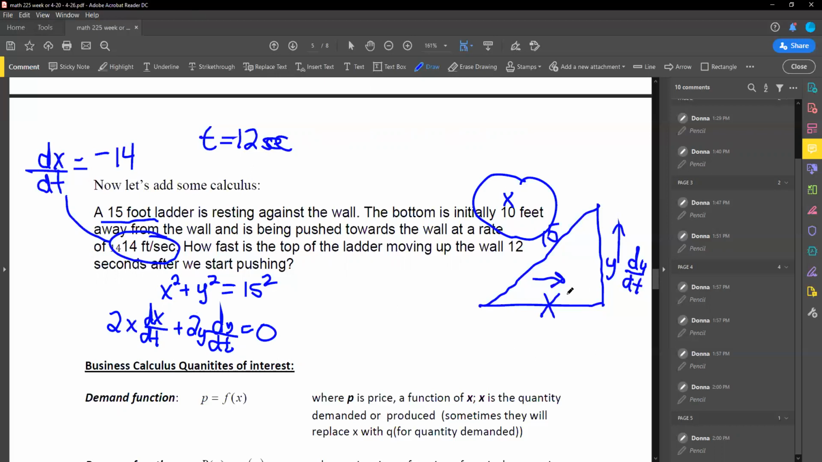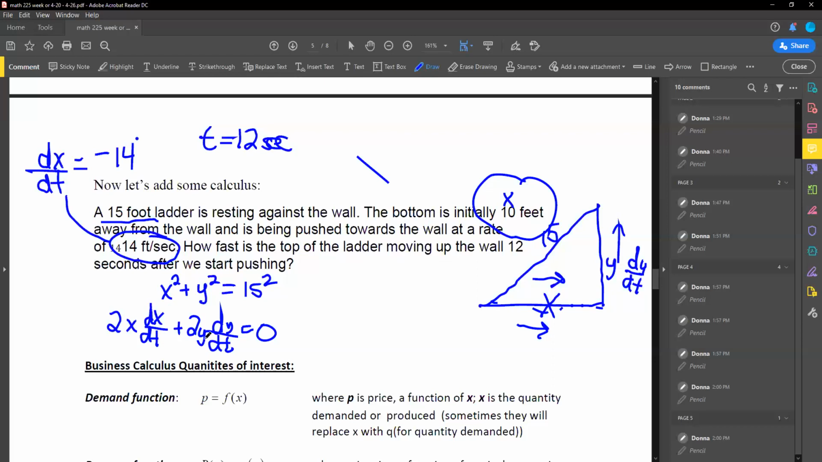Now let's talk about why it's negative. This is being pushed toward the wall. So do you see that x, this length, is getting smaller? If it's getting smaller, the rate of change is going to be negative. All right, so it's a negative 14. If it's getting bigger, the rate of change is positive. All right, so 12 seconds, and then, so what do I have?